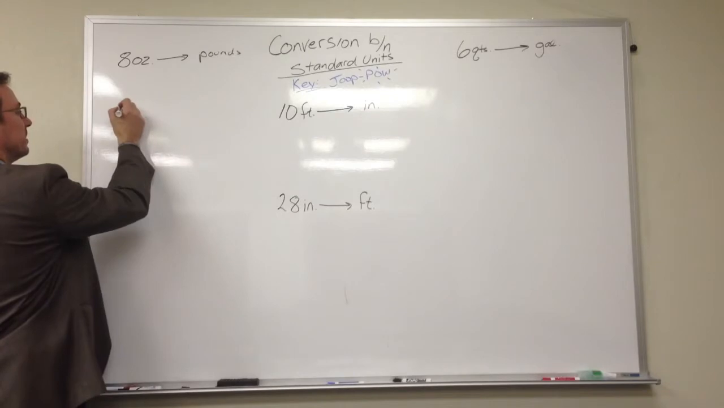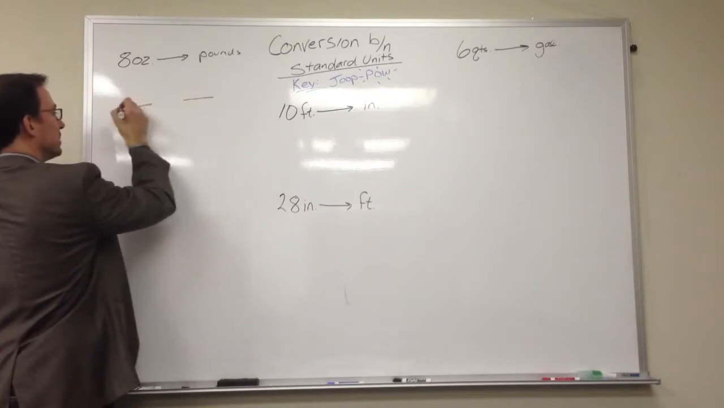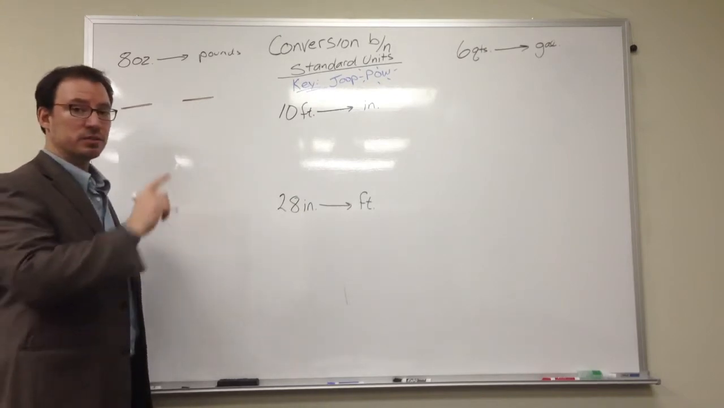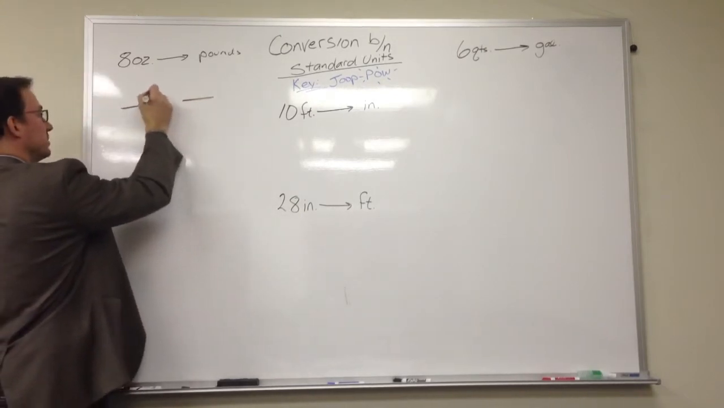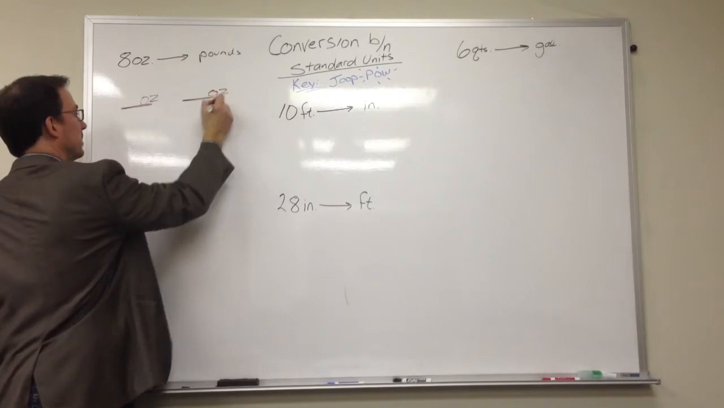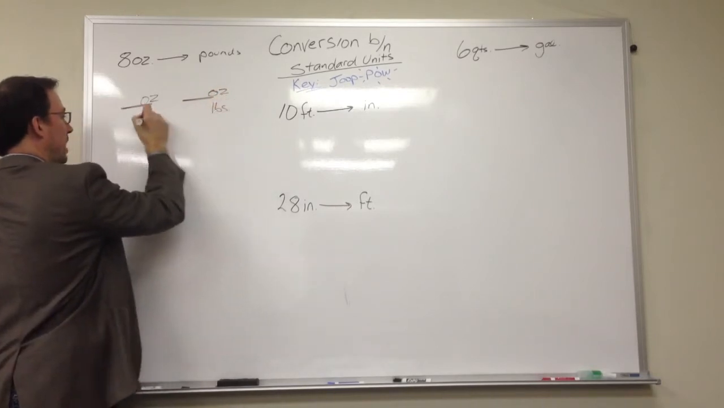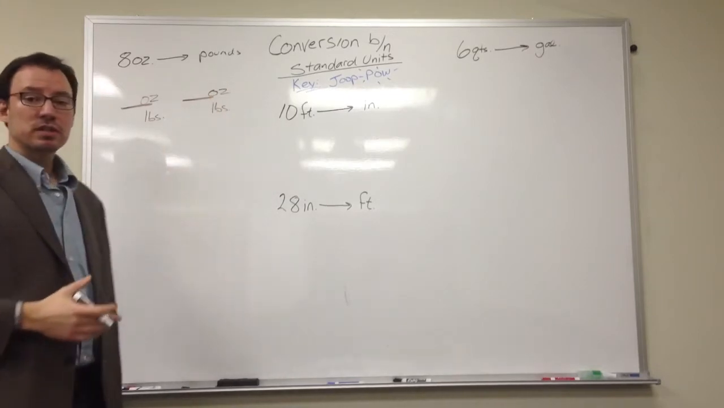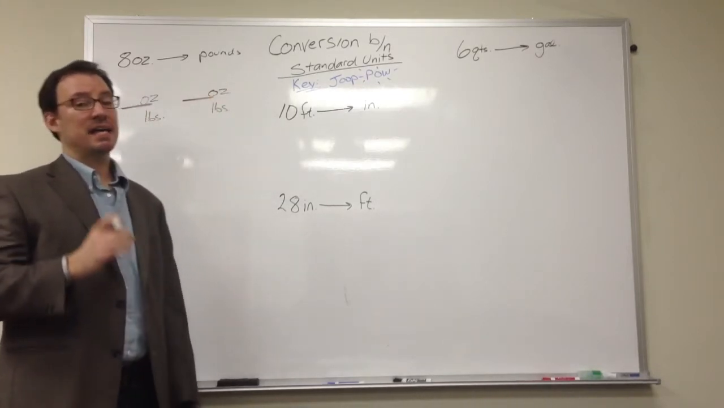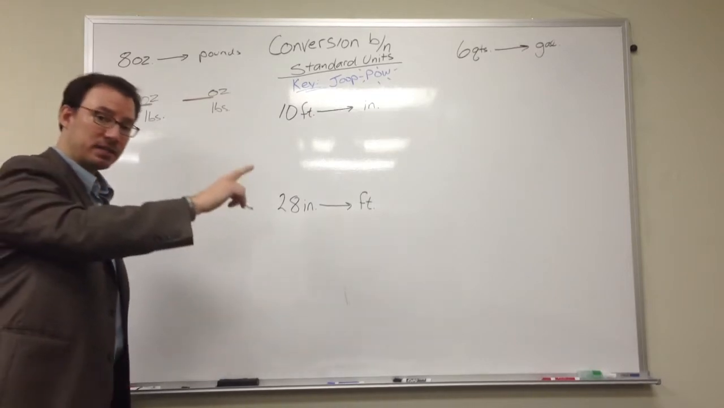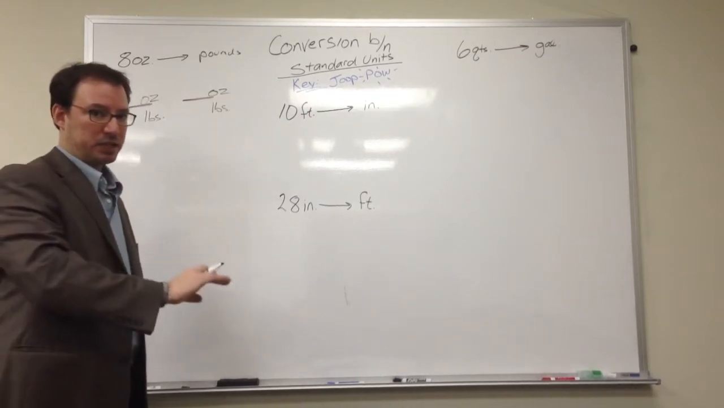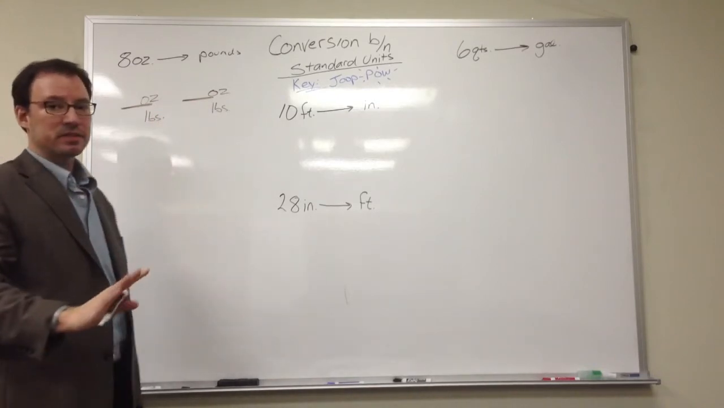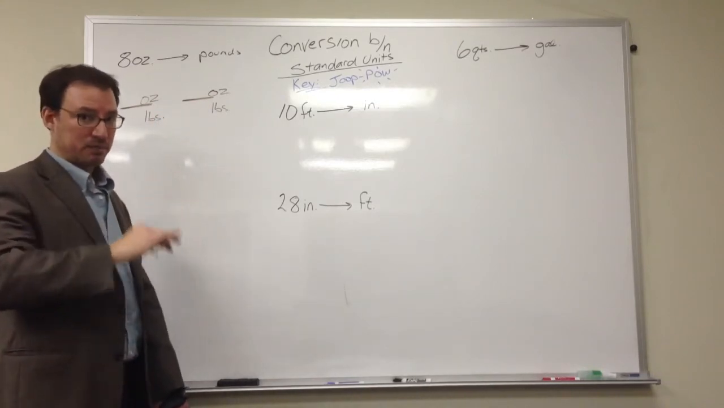So we have these lines and labels. We're only dealing with ounces and pounds, so we do our labels. Ounces, ounces, pounds, pounds. Now it doesn't matter which ones are on top and which ones are on bottom, as long as the tops match each other and the bottoms match each other. If I had pounds, pounds, then ounces, ounces down here, it would still come out the same. It doesn't matter as long as the tops agree and the bottoms agree.